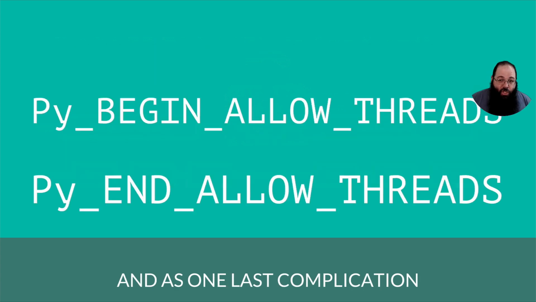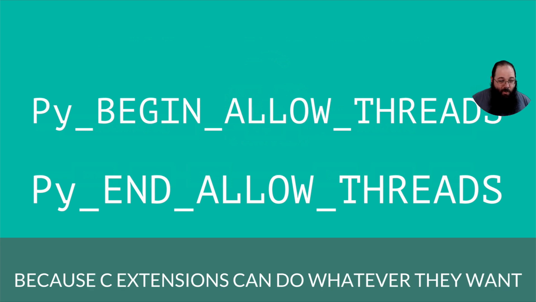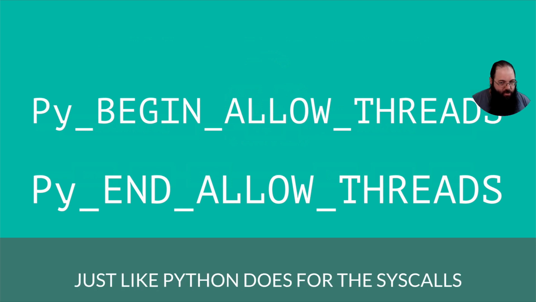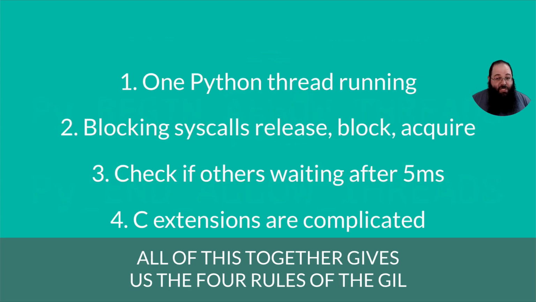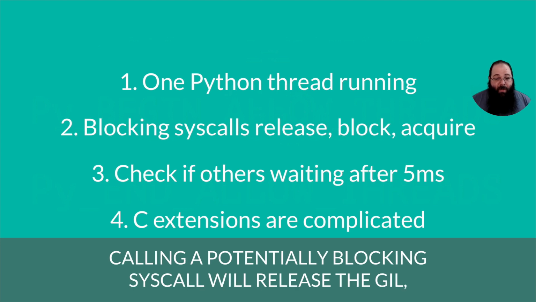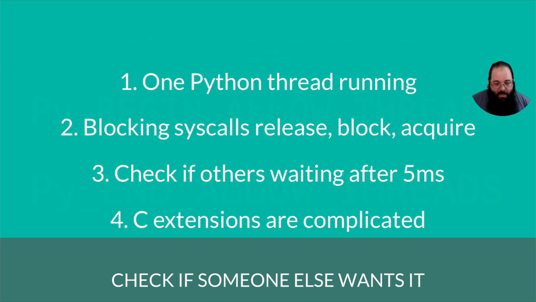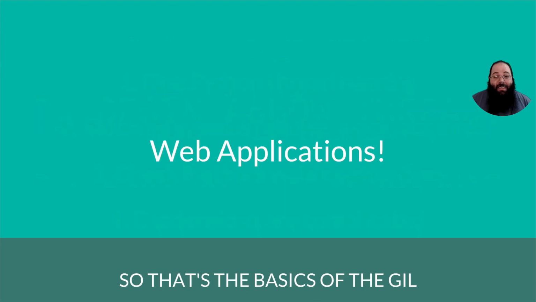And as one less complication, I keep saying you need the GIL to run Python code because C extensions can do whatever they want. There's a bunch of macros and functions in libpython to release and acquire the GIL, just like Python does for the syscalls, but it's up to the extension author to use them correctly. All of this together gives us the 4 rules of the GIL. Only one thread running Python code at a given time, calling a potentially blocking syscall will release the GIL, do the call, and then acquire it again. After 5 milliseconds with the GIL, check if someone else wants it, and C extensions are a wildcard, they can do whatever they want. So that's the basics of the GIL.